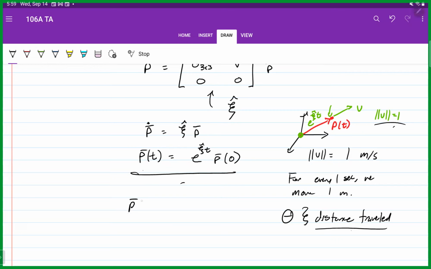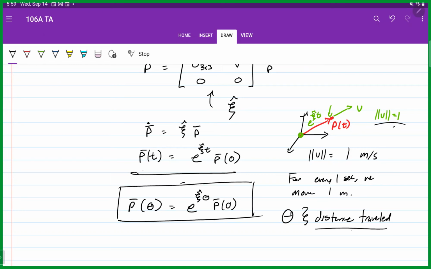All right. We find that p, when we're at distance theta, is equal to e to the xi hat theta times p bar of 0. And that is our final map from our initial configuration to a configuration that's been shifted by a distance theta along the axis v.